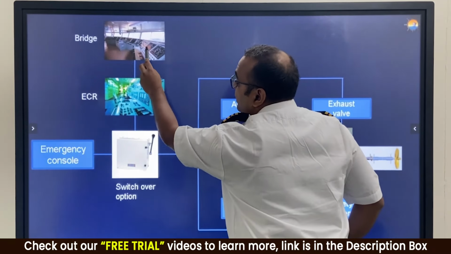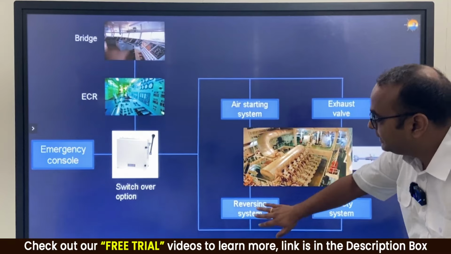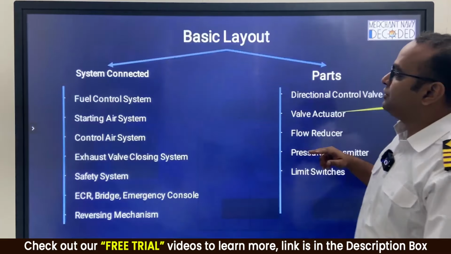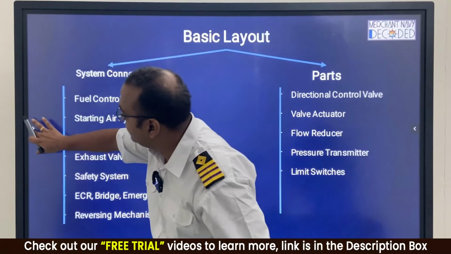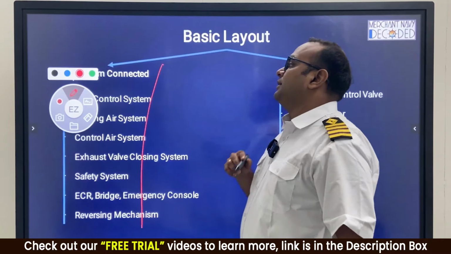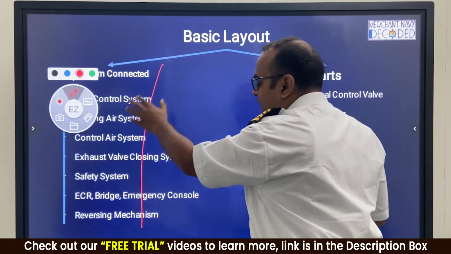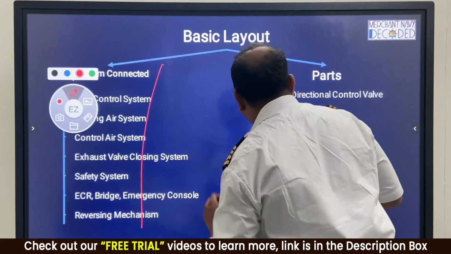ECR, bridge, emergency. And these are the systems which I was just discussing with you about, right? So these are the areas through which maneuvering system is communicating with the outside environment.